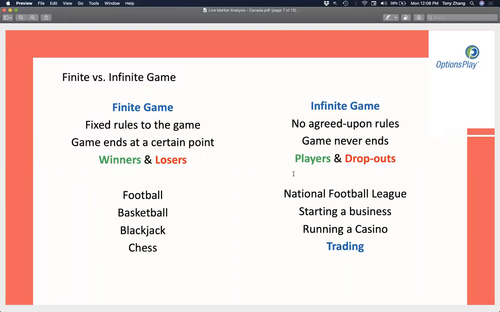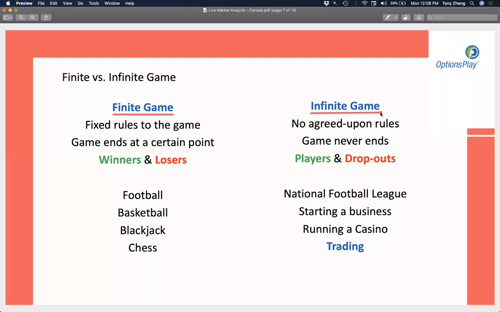And for those of you that are new to this concept, or if you've never heard of this concept, especially with respect to game theory, I highly recommend that you take some time and just Google the finite versus infinite game. Read a little bit about it. See how it applies to so many different aspects of your life, including trading. Because what James theorized is that there are two types of games. There are finite games and infinite games.